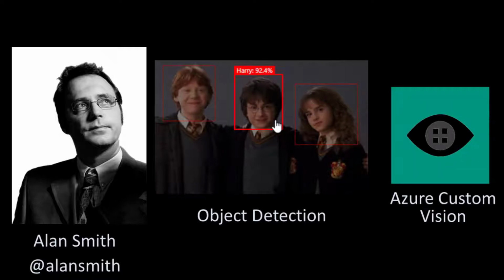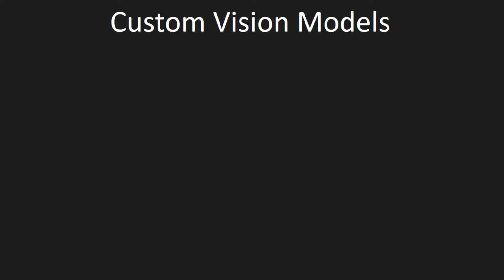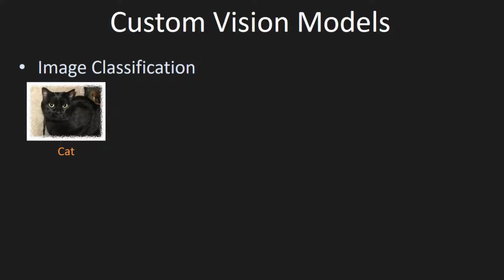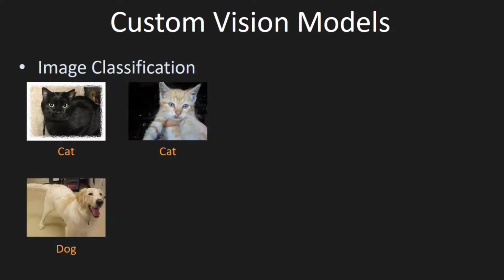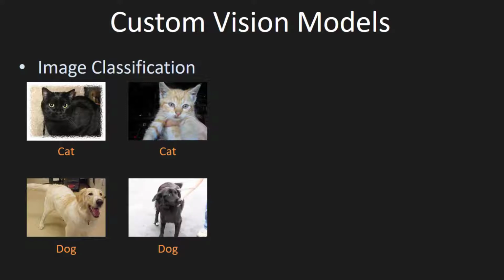Azure Custom Vision service. In the previous webcasts, we've looked at image classification, and this is where we take an image and classify it according to a tag. This image will be classified as a cat. This image will also be classified as a cat. This image will be classified as a dog, and we've got another dog here. And the image is just being classified with one tag.